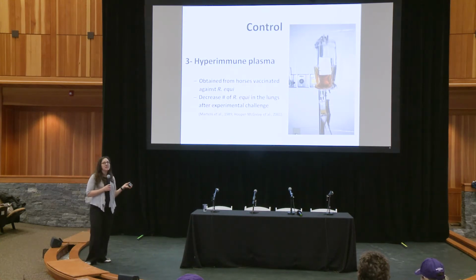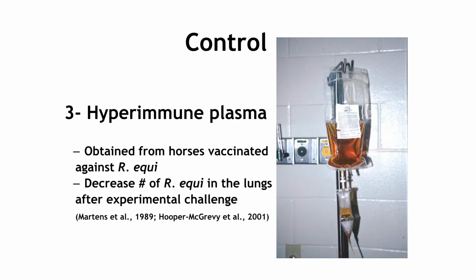So plasma, how many people here are using plasma, Rhodococcus plasma? Okay. So hyperimmune plasma is obtained from adult horses that are vaccinated with Rhodococcus equi. And we know that it does decrease the number of Rhodococcus equi organisms in the lung after experimental challenge.